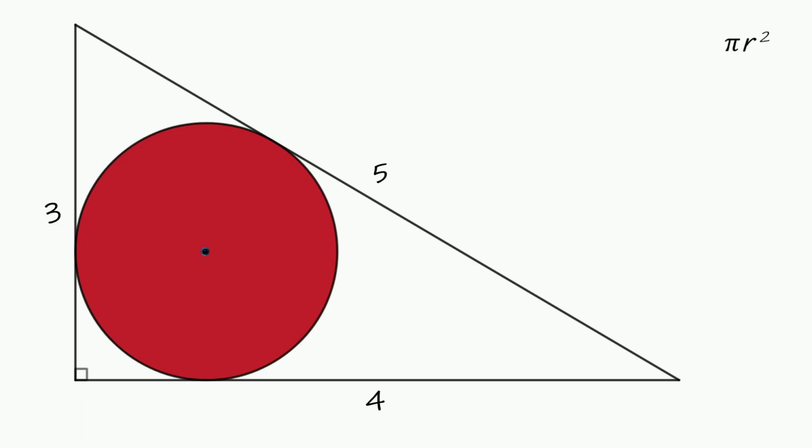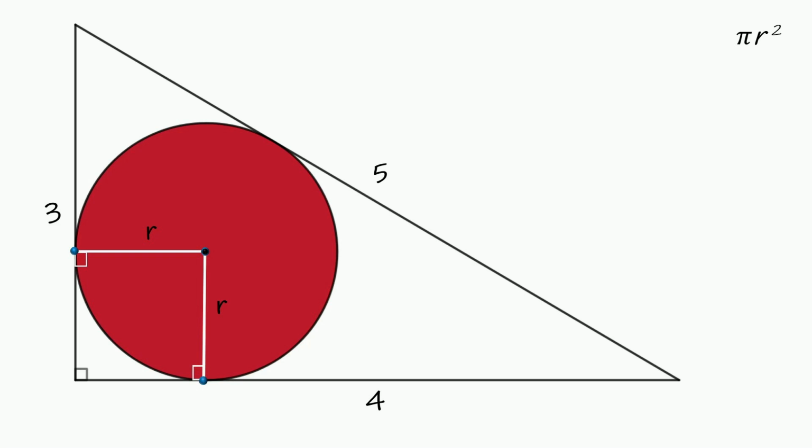So our formula for the area of a circle is pi r squared, so we have to figure out what the radius is. All right, well, the radius would be from there to there. We can call that r, and this would also be the radius from here to here.